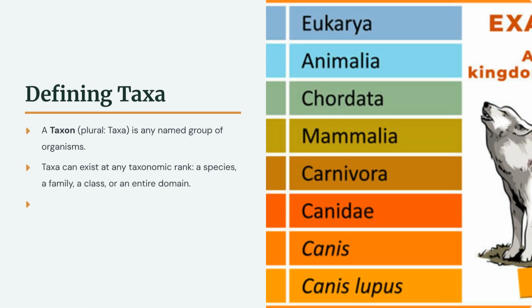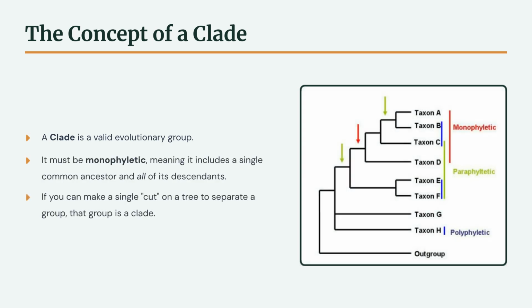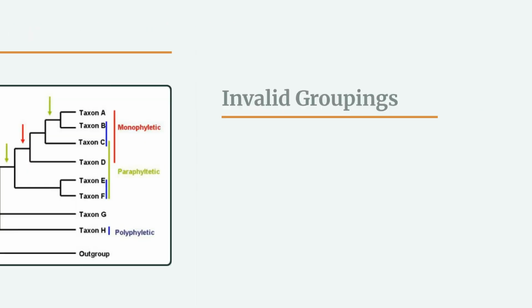A taxon is any named group of organisms, existing at any taxonomic rank. In a phylogeny, taxa are usually at the tips of the branches for comparison. A clade is a valid evolutionary group that must be monophyletic. This means it includes a single common ancestor and all of its descendants. You can identify it by making a single cut on the tree.